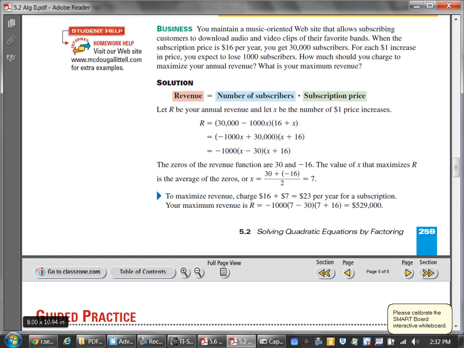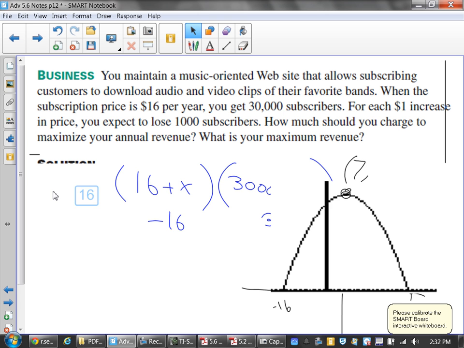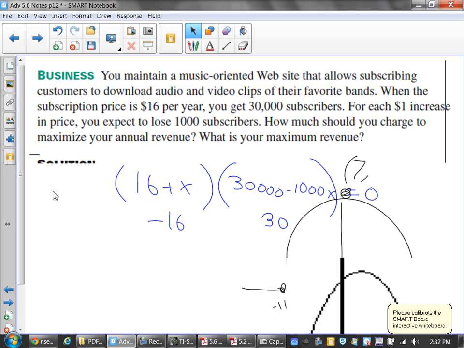Okay. What did they do here? They factored out 1,000. What did I do here? No, but can we use that equation right here? That's what we did. The only difference is that you started at 16, I added $1 instead of starting at nothing and adding 16. You see what I'm saying? I just wrote it backwards, that's all. It's the same thing.